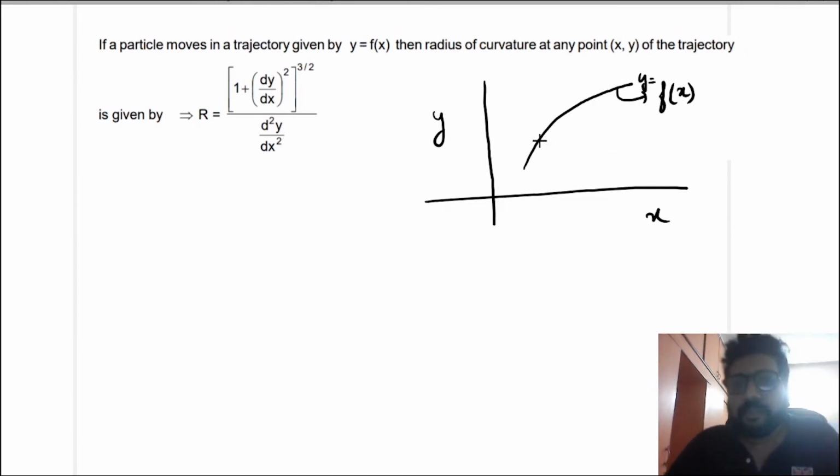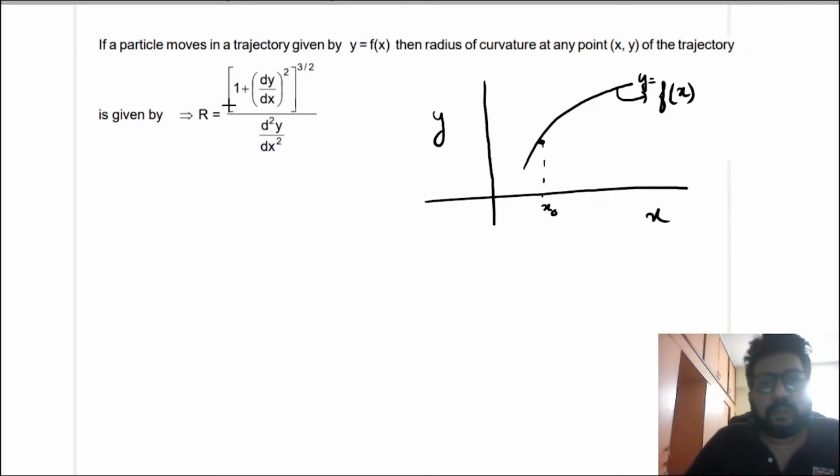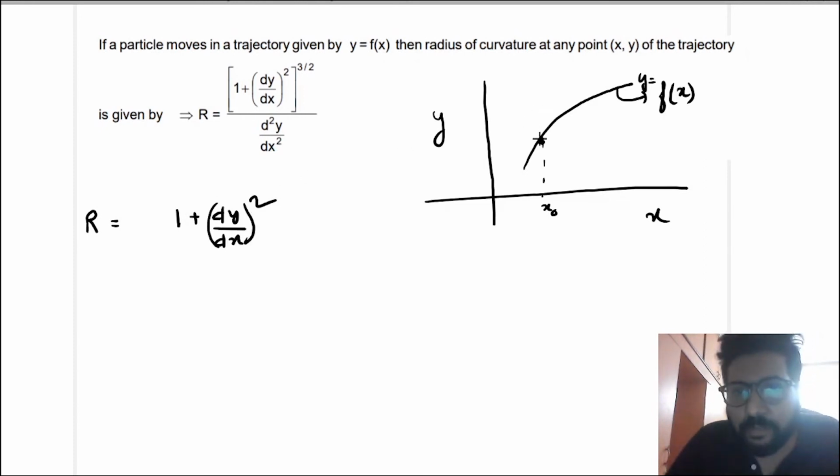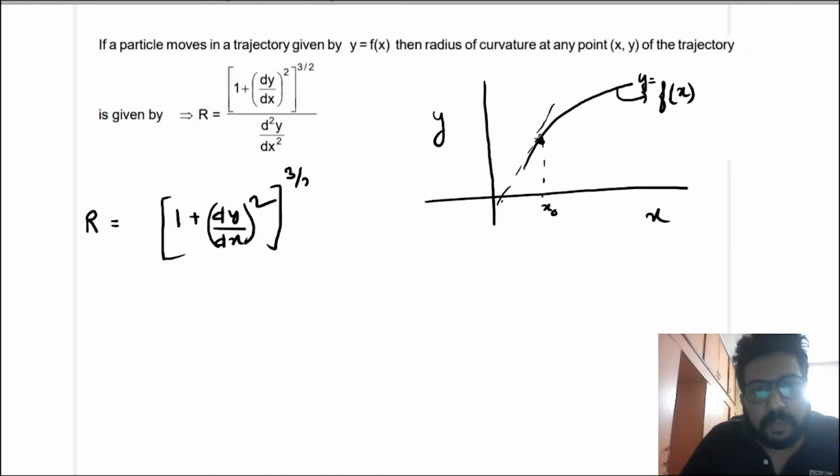Then to find the radius of curvature at any x or x naught, you can use this formula. The radius of curvature at any point is given by 1 plus dy by dx whole square, that means the magnitude of slope at this point, and square it, whole power 3 by 2, divided by d2y by dx squared.